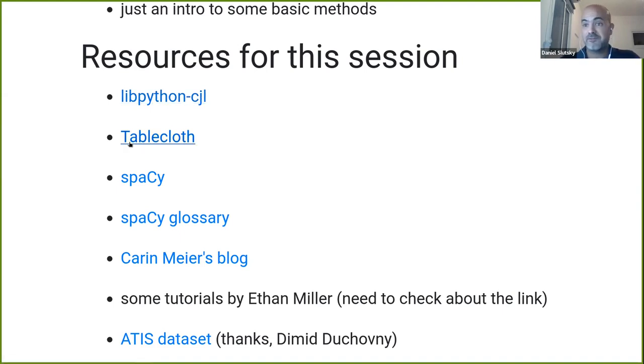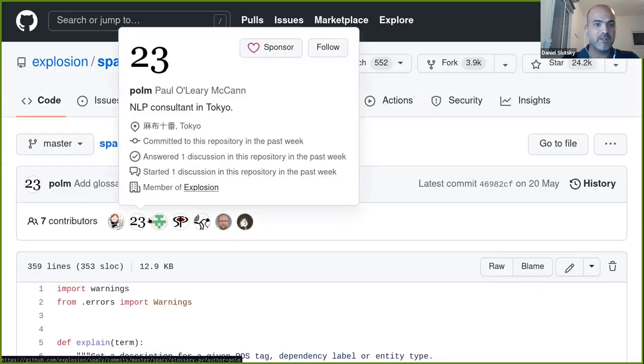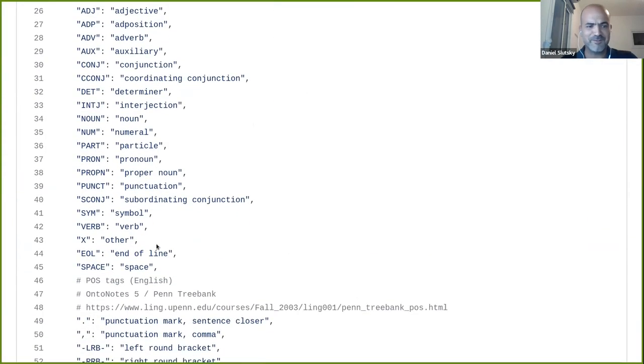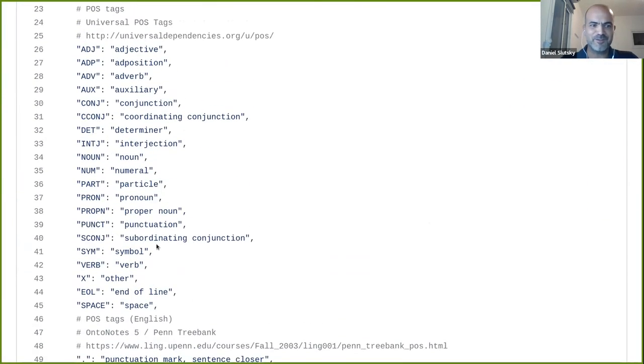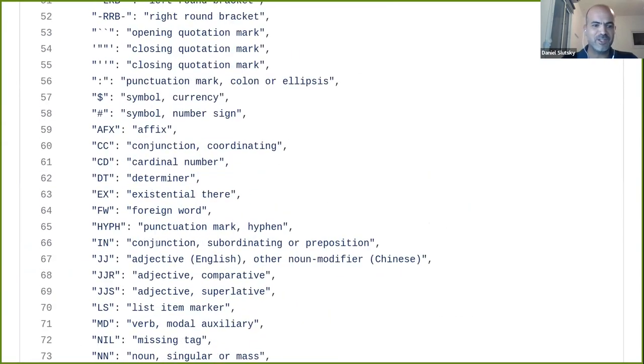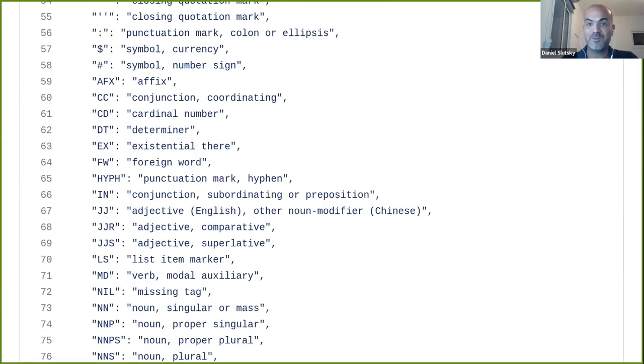And Tablecloth, this magnificent table library by our friend Tomasz, is something we will be using today. spaCy is a Python library for NLP. We will use some of the linguistics and patterns of that library, not all of it. And I put a link to a nice glossary that it has, where you have those different notions of parts of speech and their relationships. That is a useful resource.